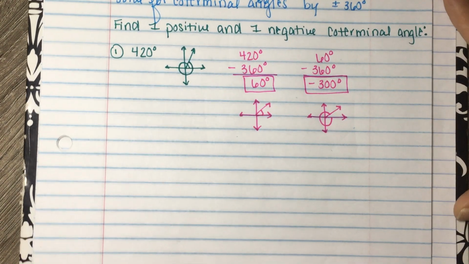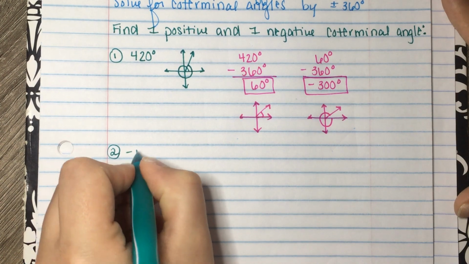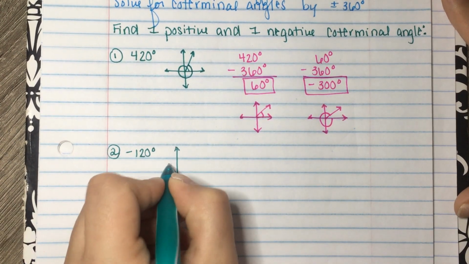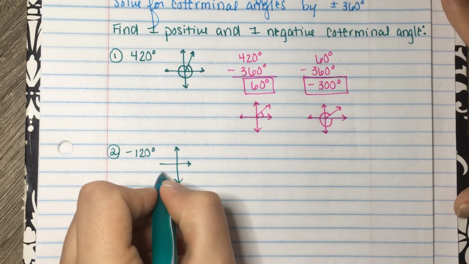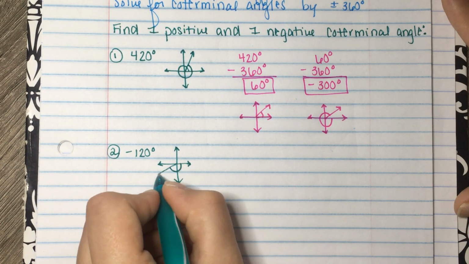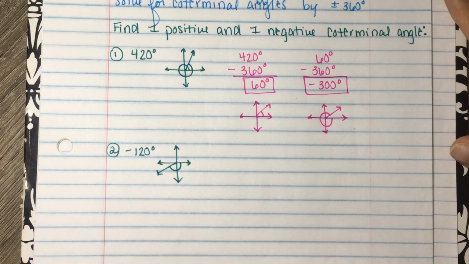We're going to take a look at number 2. And directions are still the same. Find 1 positive and 1 negative. And then I will draw this one for us again. Here's negative 120 degrees. We open up downwards because it's negative. And there's our angle in quadrant 3.